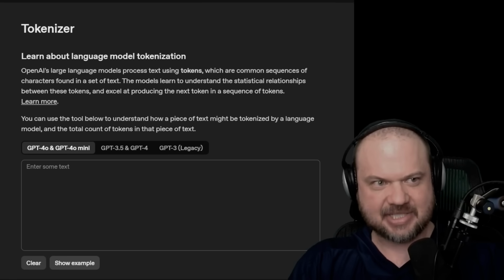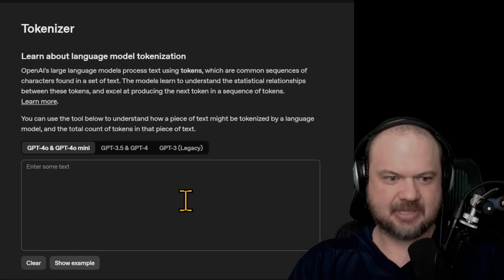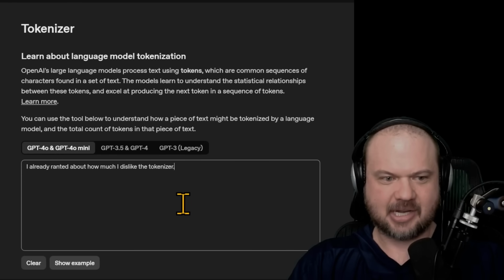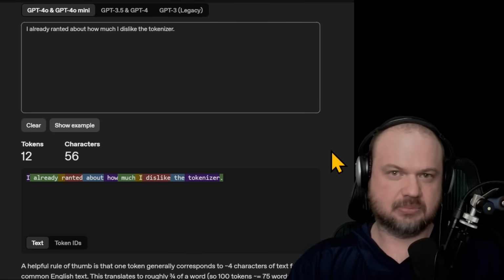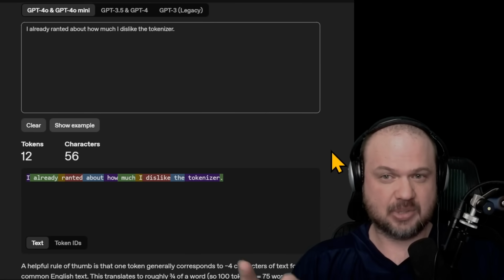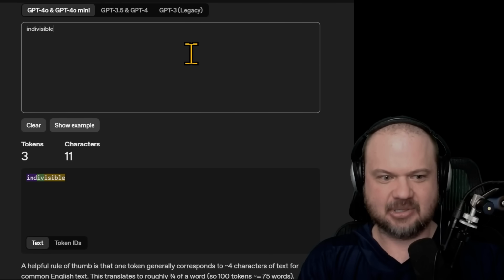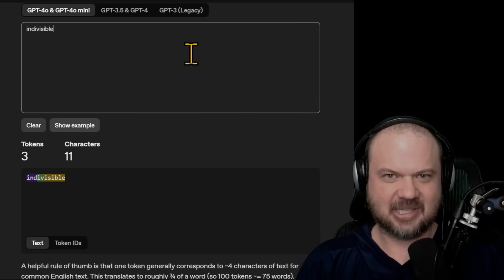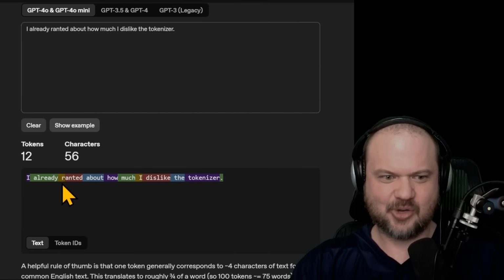This is the tokenizer on OpenAI.com, so it kind of shows you how that process happens. So if we enter some text, like Andrej's, "I already ranted about how much I dislike the tokenizer," here on the bottom you see how they break it down into tokens. Most words will break down to one token. So one word, one token, but not every word is like that. For example, the word indivisible is 3 tokens, believe it or not. And weirdly, it broke the word ranted into 2 tokens, space R and anted.